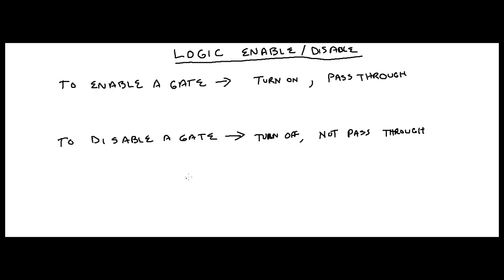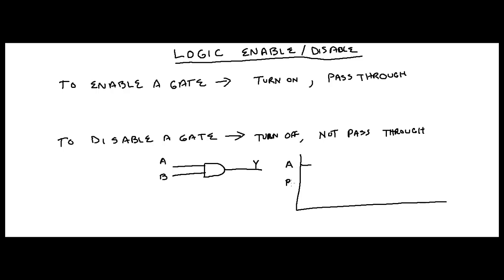So let's think about it, right? Suppose you have an AND gate here, right? Here's the input. Now, A, B, and Y, right? Now let's just draw these signals, shall we? If we have this be A, this be B, and this be Y, okay?